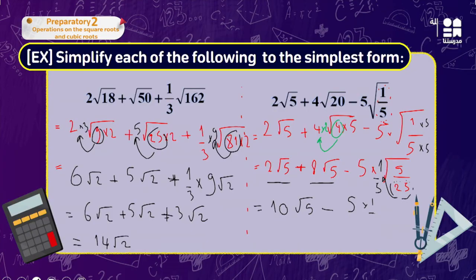So 5 multiplied by 1 over 5 and the square root of 5 will remain. 5 times 1 over 5 is 1. So this is 10 root 5 minus 1 root 5. So the final result will be 9 square root of 5.